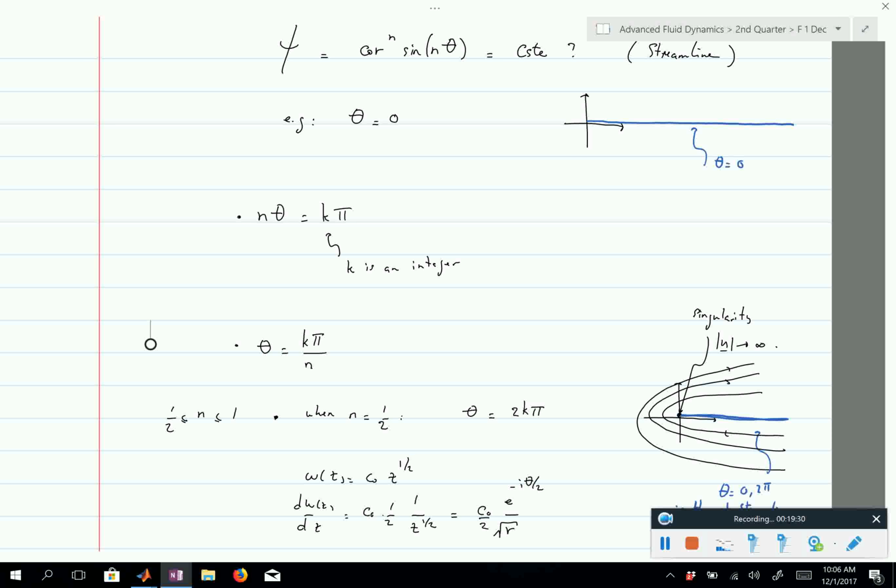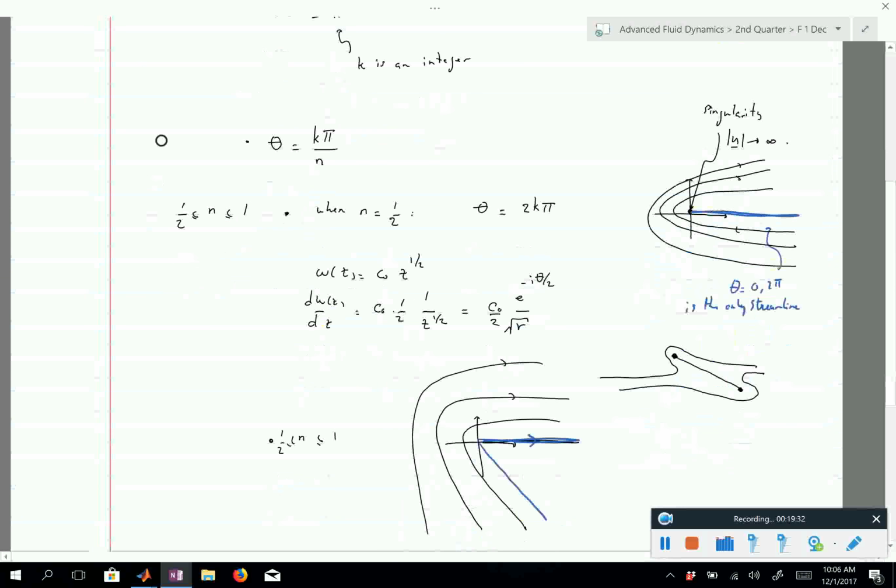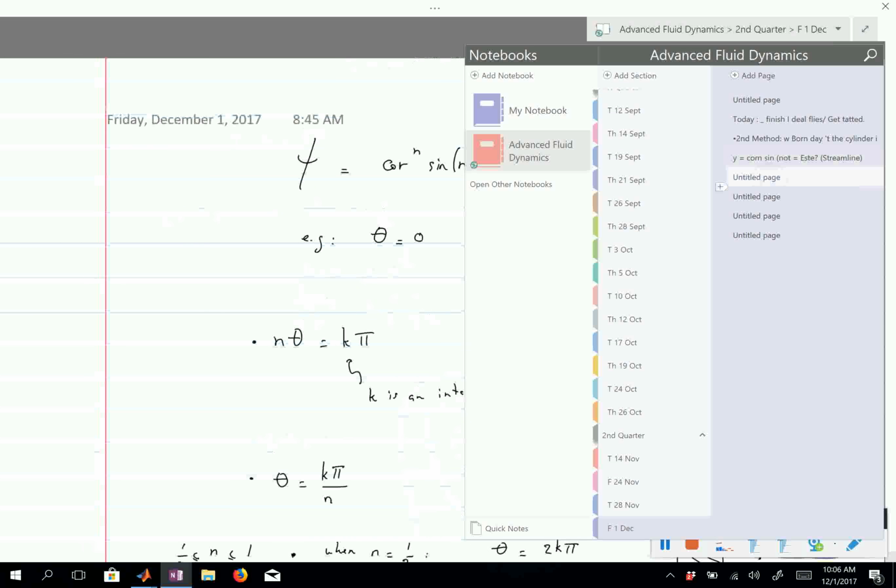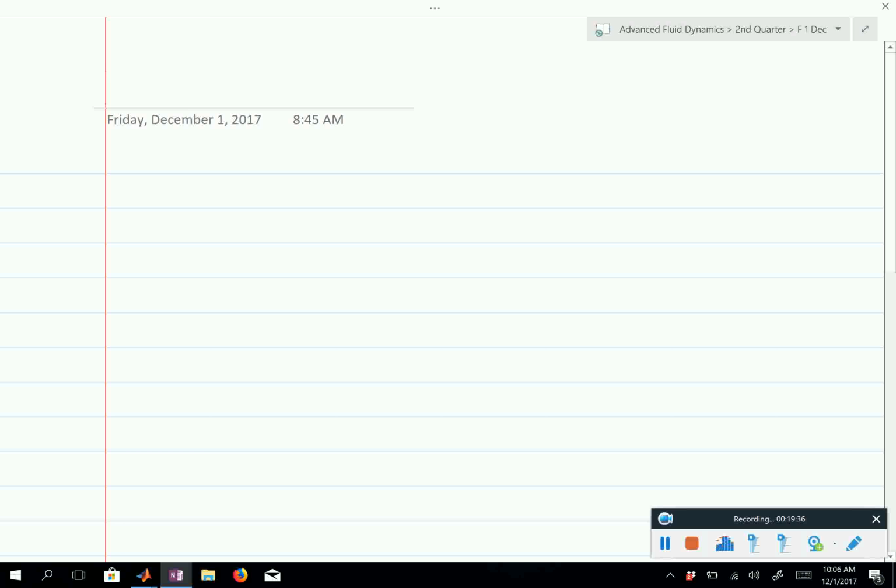Okay, so this is part 6. Now we're leaving the plane, and we're going to discuss 3D axisymmetric flows. People call it 3D, but it's not really 3D. It's more 2D axisymmetric.